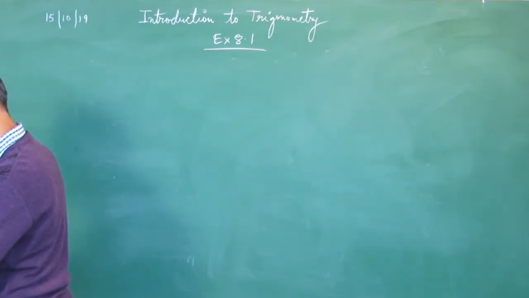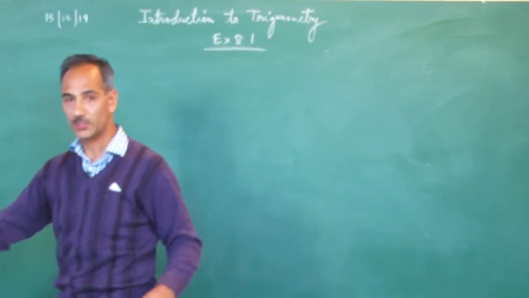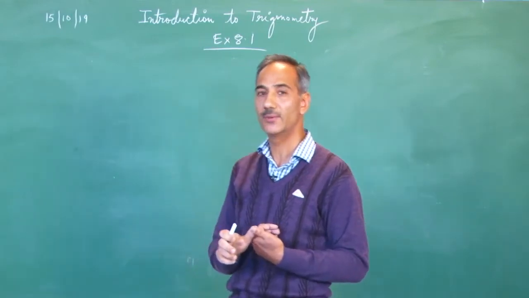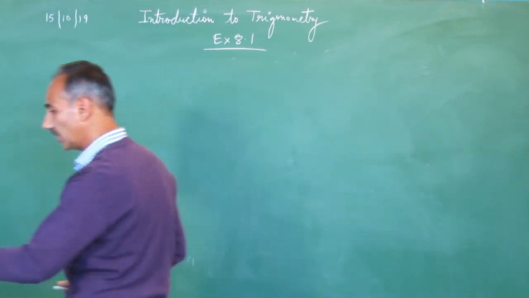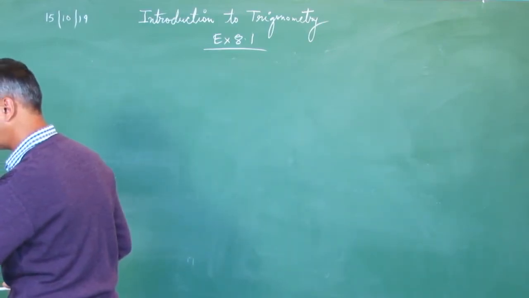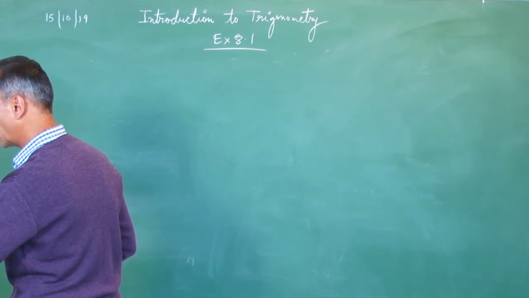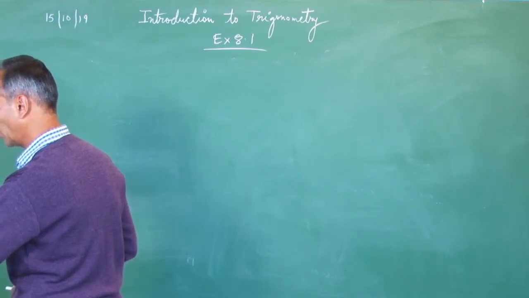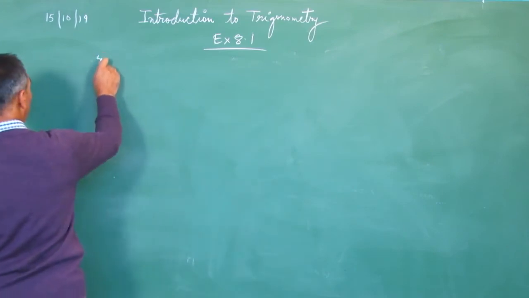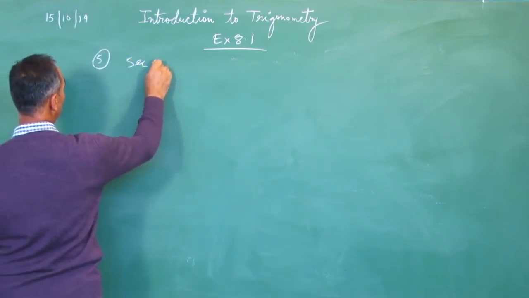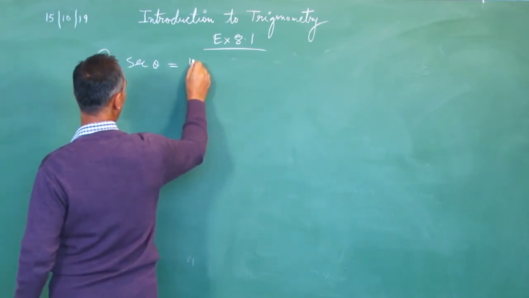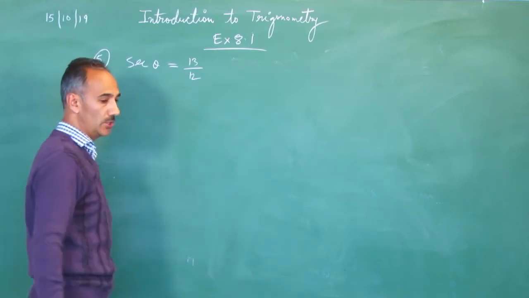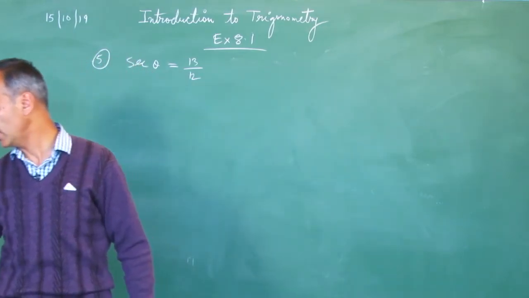Question number 3, question number 4, question number 5 are all based on one particular idea: a single T ratio is given and you have to find the remaining T ratios. Let me take question number 5. For example, secant of theta is given to be 13 upon 12 and you are asked to find all 5 remaining T ratios. Same was question number 3 and question number 4.